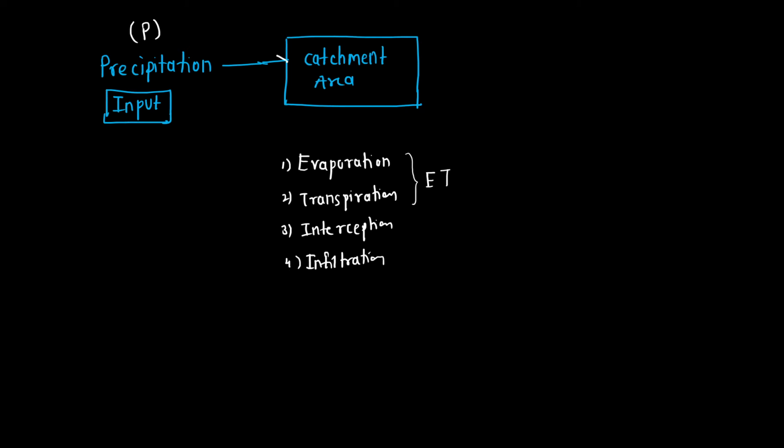Once this rainfall occurs in the catchment area, there are certain catchment losses. Now what are the various losses? The losses are given here: evaporation, transpiration, interception and infiltration. Once all the losses are taken out from the system, the final product that we get is called runoff.